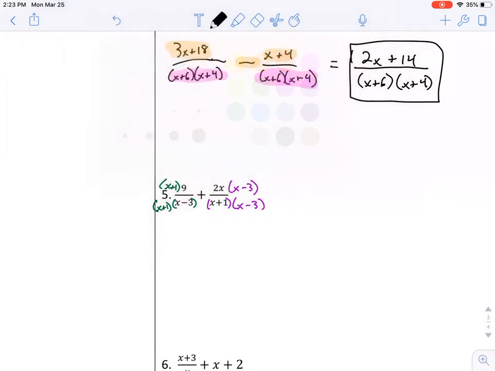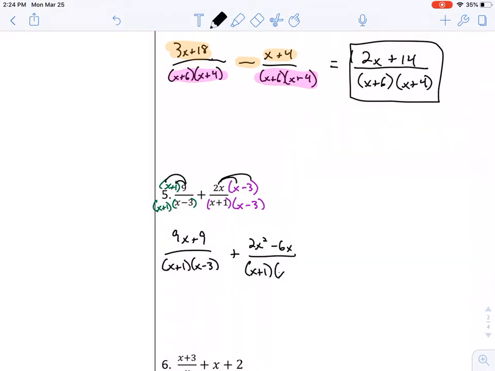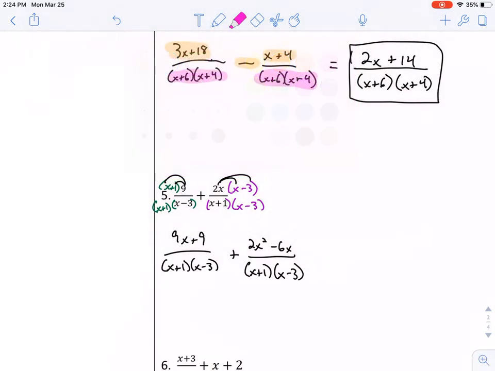So now, distribute the 9, and you get 9x plus 9 over x plus 1 times x minus 3, plus, distribute the 2x, you get 2x squared minus 6x all over x plus 1, x minus 3. Now, again, we look at the denominators. They are exactly the same. So our answer is going to be over x plus 1 times x minus 3.